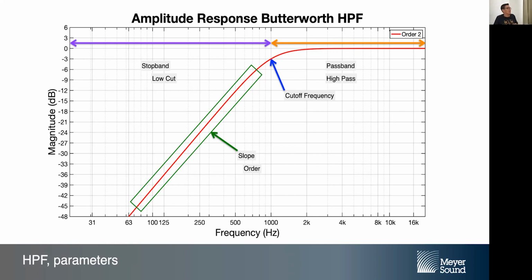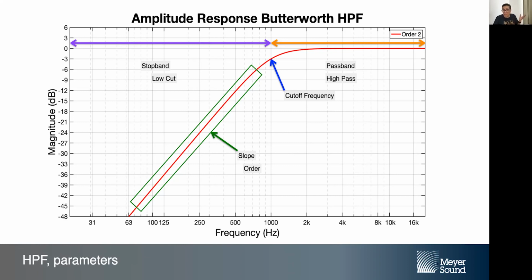We could see that we have the stop band, that is also named the lockout section. We have the pass band on the right, that is telling us that those frequencies are going to be allowed to pass for the next device. So that's why we call this a high pass filter. And we also have, of course, the cutoff frequency that is dividing these two main sections. And you could see the order or the slope of the filter.